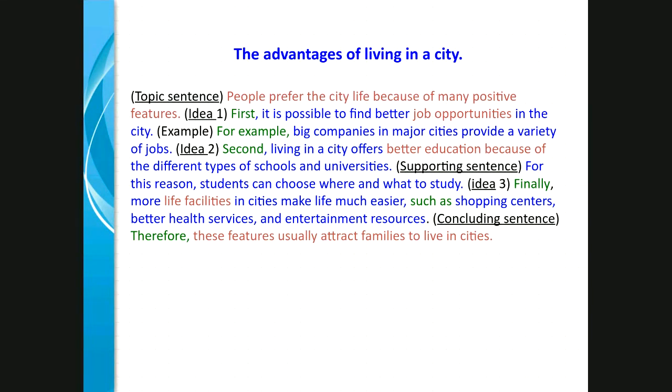Many positive features. In this case, I start with what? First, first, and notice you have to put a comma here. It is possible to find better job opportunities. So this is the first detail that I put. It is possible to find better job opportunities in the city. It's very simple, very short, and very clear. How? How is it possible to find better job opportunities?